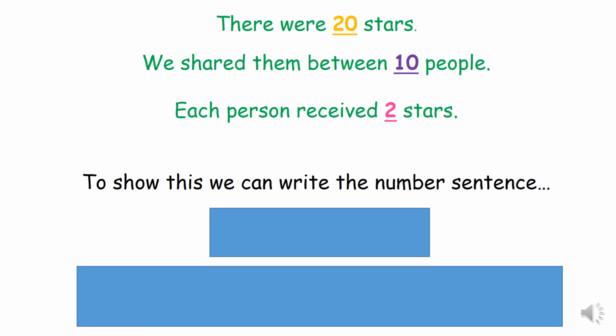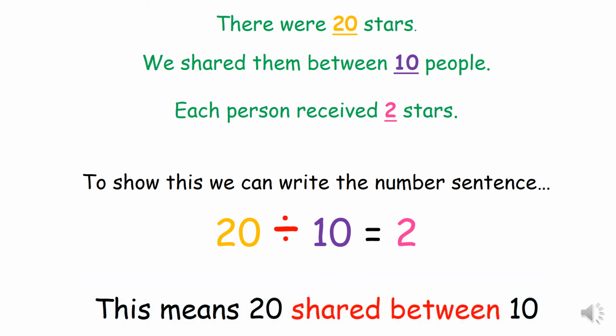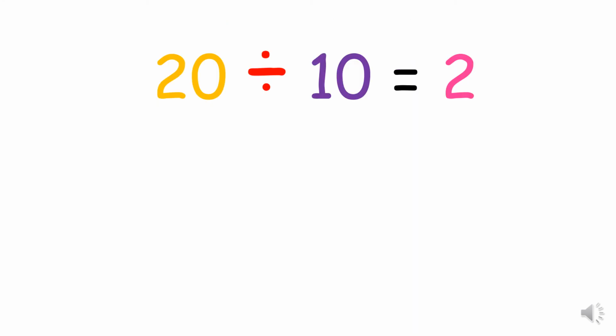So there were 20 stars. We shared them between 10 people and each person received 2 stars. We can write a division number sentence to show this. Can you figure out the division number sentence? It is 20 divided by 10 equals 2. Because we had 20 stars and we shared them between 10 people.